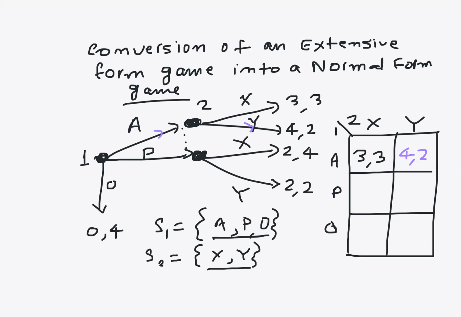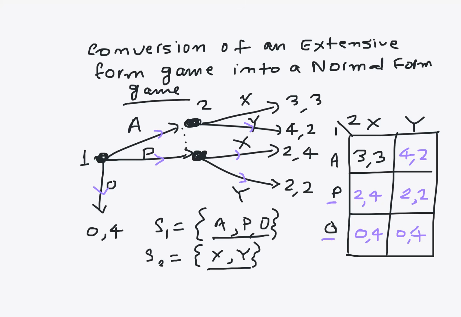And if player 1 chooses B, and player 2 chooses X, then the payoffs are 2 and 4. And if player 2 chooses Y instead of X, then the payoffs are 2 and 2. And if player 1 chooses O here, then player 2 doesn't get to play the game. So in that case, payoffs are 0 and 4, 0 and 4. So this is how you represent an extensive form game as a normal form game.